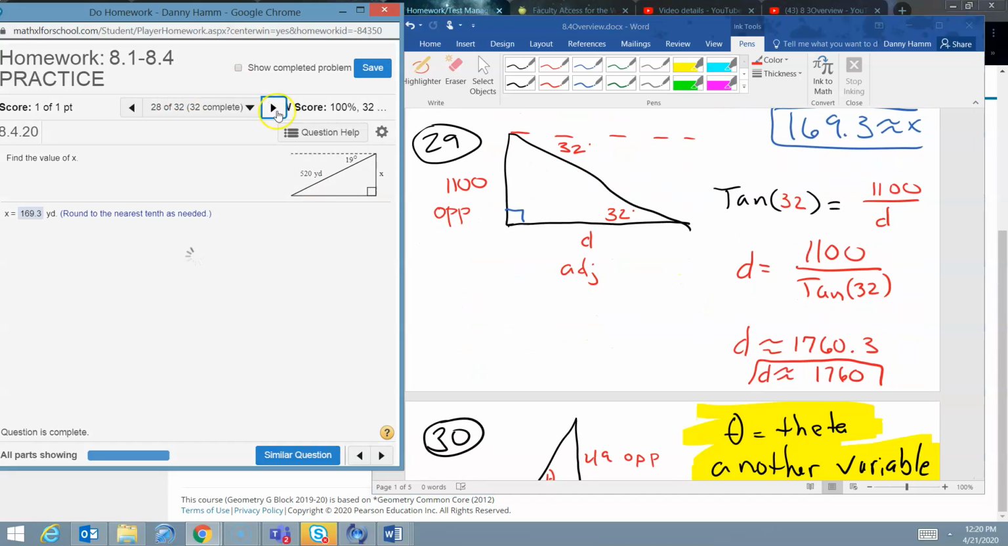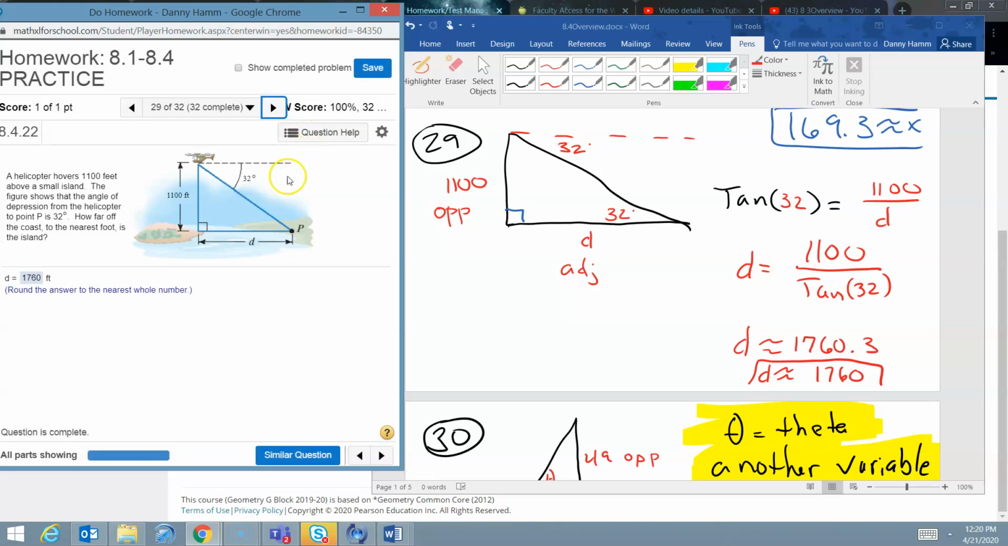29, more of the same here. So we have an angle of depression here of 32 degrees, or that is the same thing as our angle of elevation of 32 degrees. Opposite of that is 1,100 feet for the vertical, and we are looking for the distance of our adjacent. TOA, tangent is what we're using here. So tangent of that 32 degrees is equal to our opposite 1100 over we don't know.